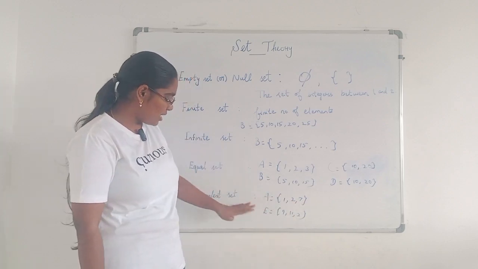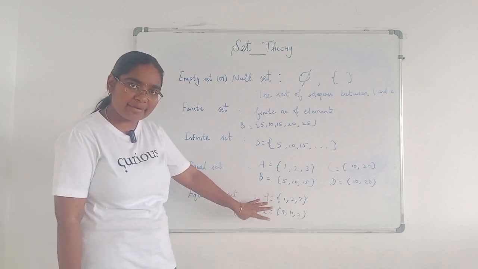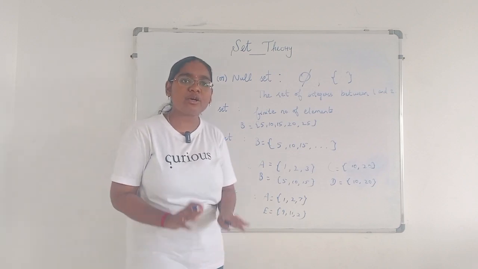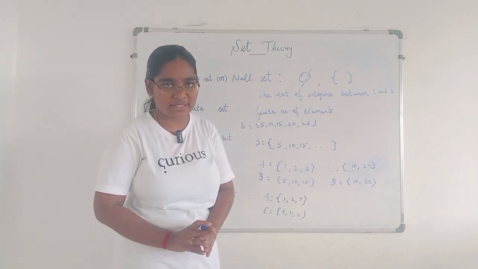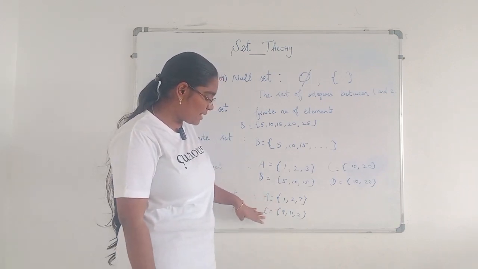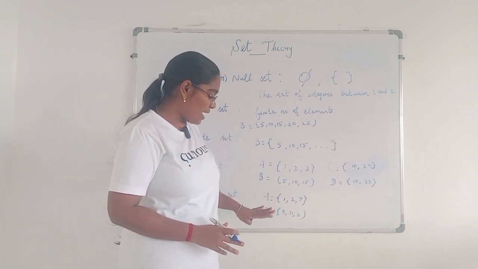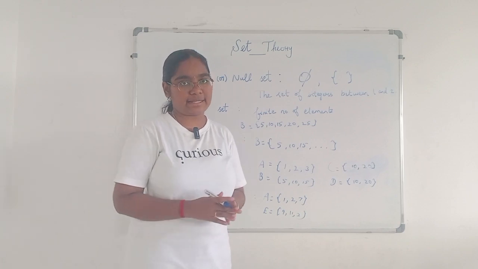So, these two sets are equivalent set. In the case of equivalent set, you will consider only the number of elements. So, for the set A and E, the number of elements is same. So, A and E are equivalent set.